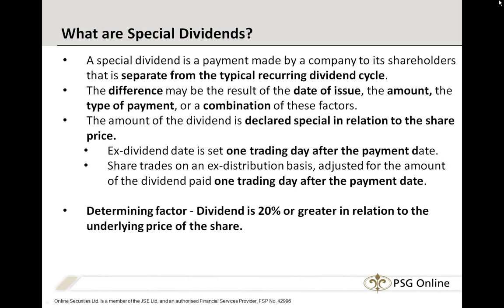Sometimes you also get what they call a special dividend. Obviously this is made separate to a normal dividend. So obviously you'll see a separate issue date and things like that. But it's declared special compared to the share price. You usually find it's 20% or more of the actual underlying share price. So that's what makes it a special dividend. The company sold off assets or sold off one of its divisions, so has all this spare cash. Or probably retains some of the funds, but pays out most of it to shareholders.